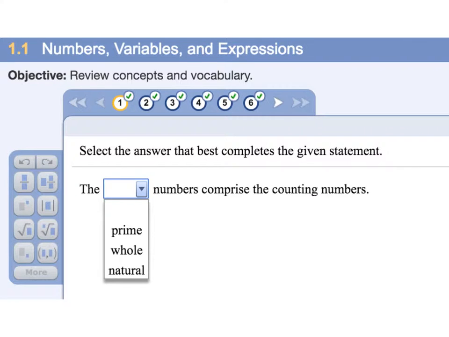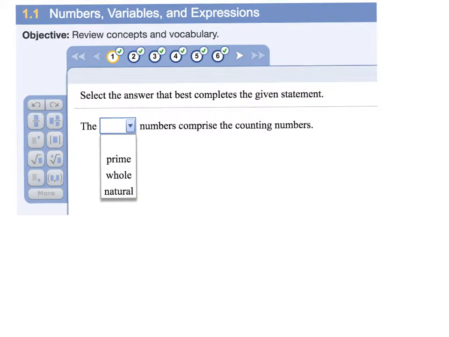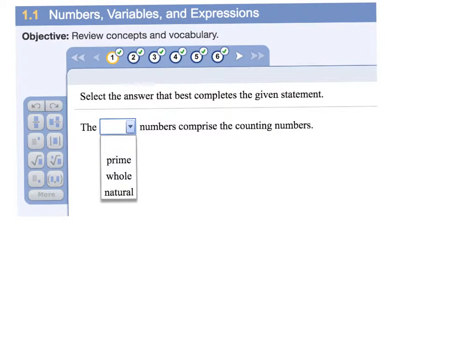Right, so here we're being asked to review a little bit of vocabulary when it comes to variables and numbers and stuff like that. It says select the best answer. What kind of numbers comprise the counting numbers? Now the counting numbers are just plain old 1, 2, 3, 4, 5, 6.